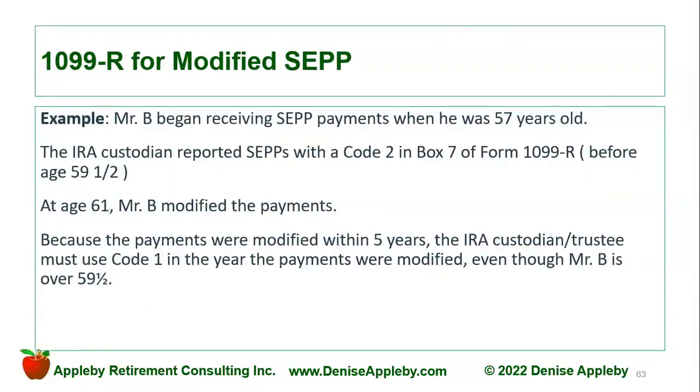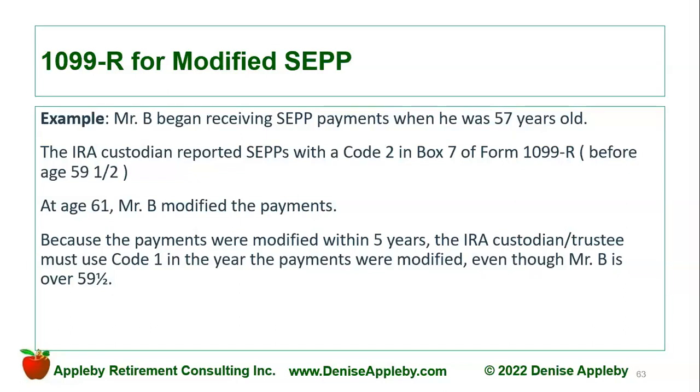Let's look at an example where Mr. B began receiving 72T payments when he was 57 years old. And the IRA custodian, knowing that, would report those payments with a code 2.